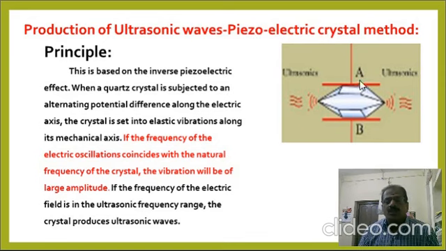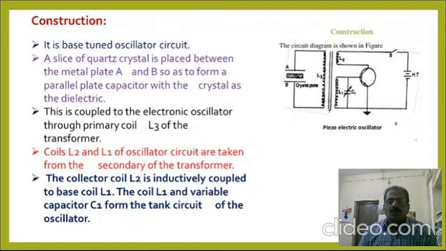Inside the piezoelectric oscillator, the quartz crystal is there, and to the quartz crystal we are giving alternating charges, by which it produces the ultrasonic waves. So if the frequency of the electric oscillations coincides with the natural frequency of the crystal, the vibration will be of large amplitude and the ultrasonic waves will be produced. And here there is a construction. So this is an electronic circuit diagram to produce ultrasonic waves. It is called a piezoelectric oscillator.